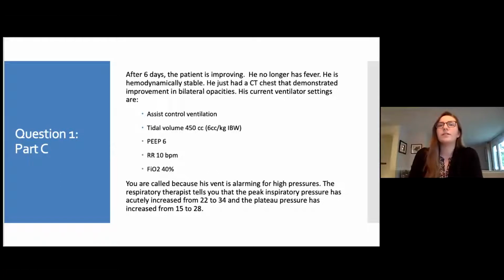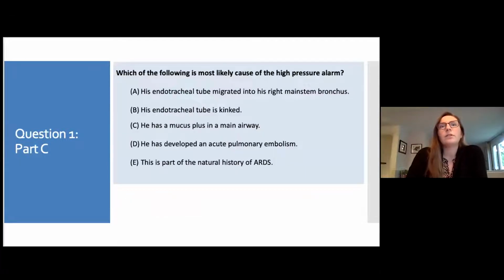You're called because his vent is alarming for high pressures, and the respiratory therapist tells you that the peak inspiratory pressure has acutely increased from 22 to 34, and that the plateau pressure has also increased from 15 to 28. So the question is, which of the following is the most likely cause of that high pressure alarm?